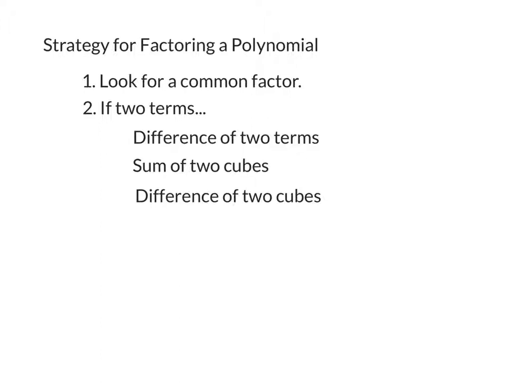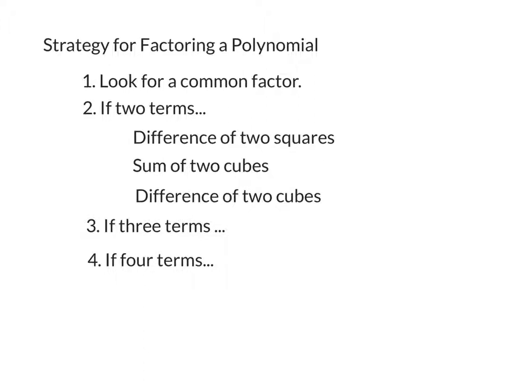So if you've got two terms, see if you've got the difference of two squares, and the sum of two cubes or the difference of two cubes. So just let me repeat. If you've got two terms, you're looking to see if you have the difference of two squares, the sum of two cubes, or the difference of two cubes. Now if you have three terms, you have a quadratic most likely, and you follow the rules for factoring a trinomial using either the quadratic formula or any of the other rules we talked about in a previous lesson.